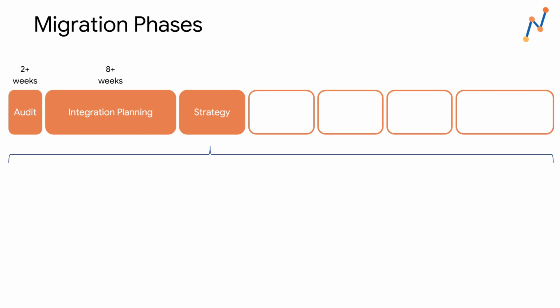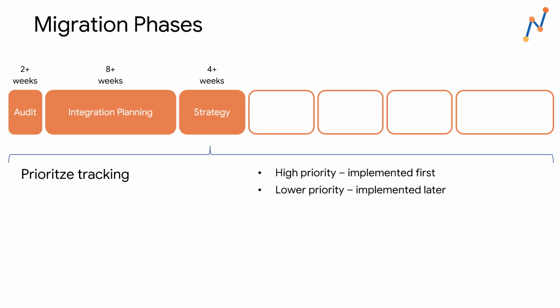With a duration of 4 or more weeks, this phase is less time consuming compared to the integration planning, but also requires people to be focused on the project. So let's see what needs to be taken care of here. According to the tag implementation plan from the integration planning phase, and most likely due to time constraints, you now need to prioritize which tag needs to be implemented first and which can be postponed for a later implementation.